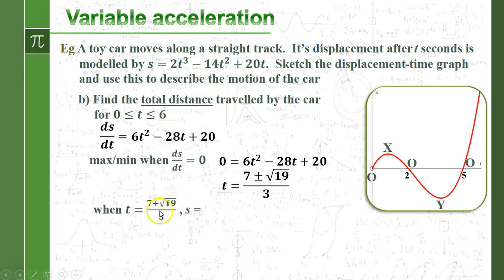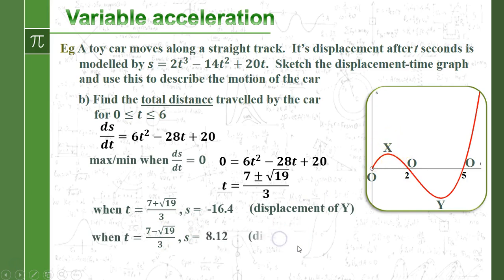So when t is the positive version, we're going to get the furthest point away, so that's going to be y, so that's going to be that one there, and s is minus 16.4. We expected that to be negative because it's below the axis, and so that's the displacement of y. And then for our other value, 7 minus root 19 over 3, that's going to be x. So x is 8.12 metres away. So all I've done here is found a value of t, and then taken this value of t, again left on the calculator screen, and just plugged it back into there. Doing this kind of calculation when the numbers are not particularly nice is where having the ANS key on your calculator makes it a whole lot easier, and also avoids any kind of rounding error.